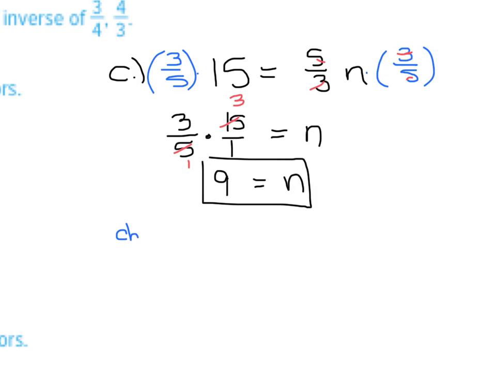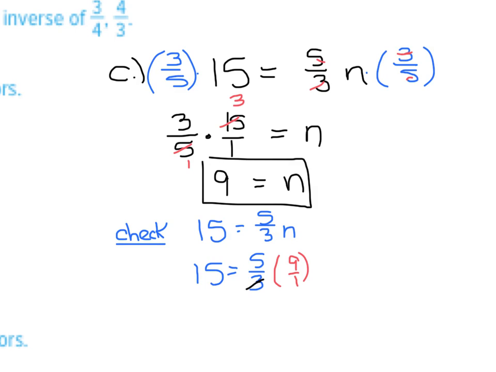And for our check step, start off by writing the original equation. 15 equals 5/3 n. Substitute in for n the 9, and we'll write that as 9 over 1. See if you can cross simplify, which you can by dividing by 3. And lastly, 15 is equal to 5 times 3 is 15, 1 times 1 is 1, 15 over 1 is just 15. It checks, 9 equals n.